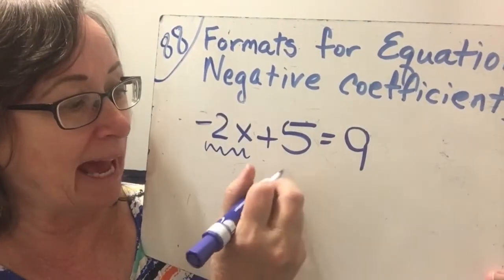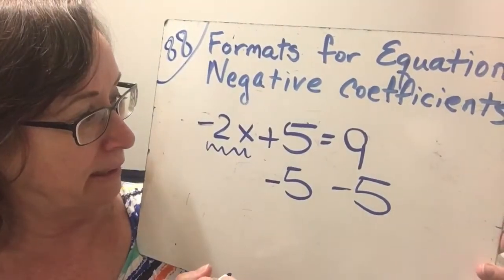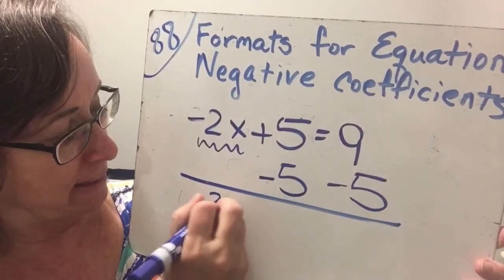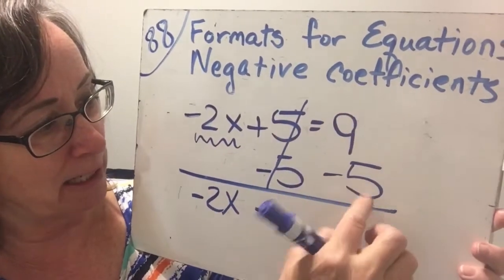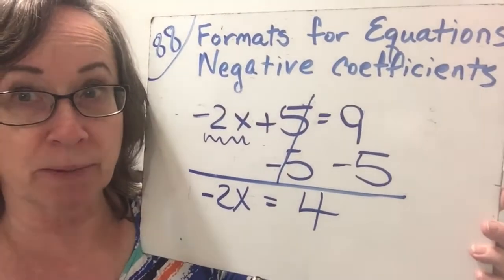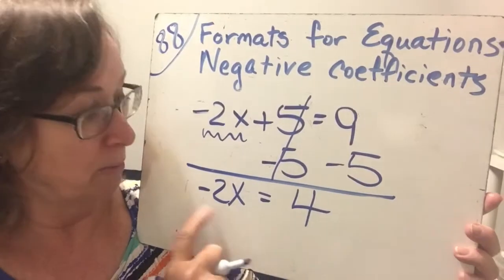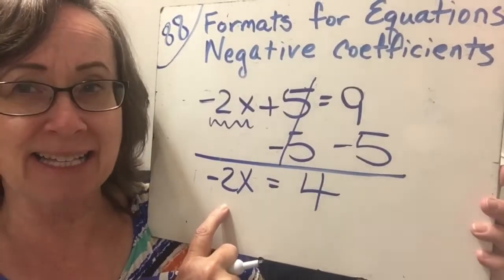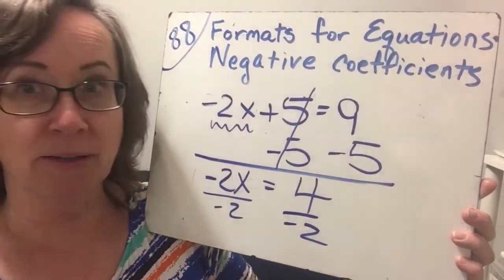So we're going to add a -5 to both sides of the equation, sign, the equal sign, and then we're going to bring this down, -2x. We're going to cancel this, and we're going to say 9 minus 5 is 4. So it is much simpler, isn't it? So now we have a -2x. If you want to, multiply both sides by a -1 to get rid of the -2. If it doesn't bother you, then just divide by -2 on both sides.